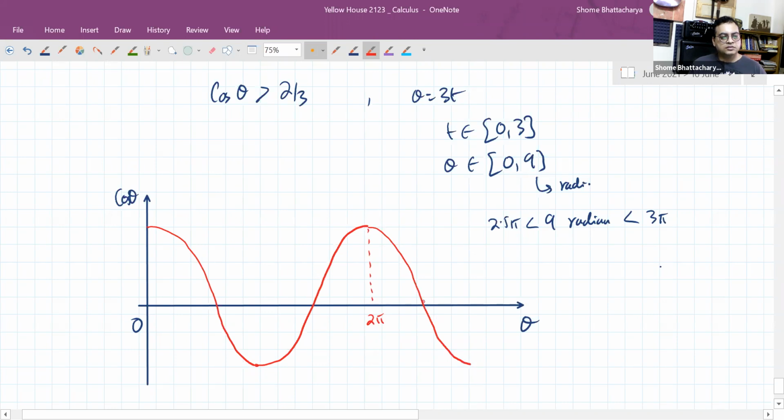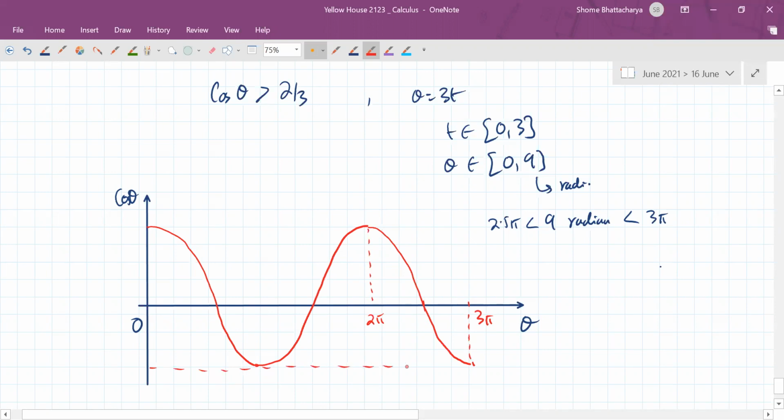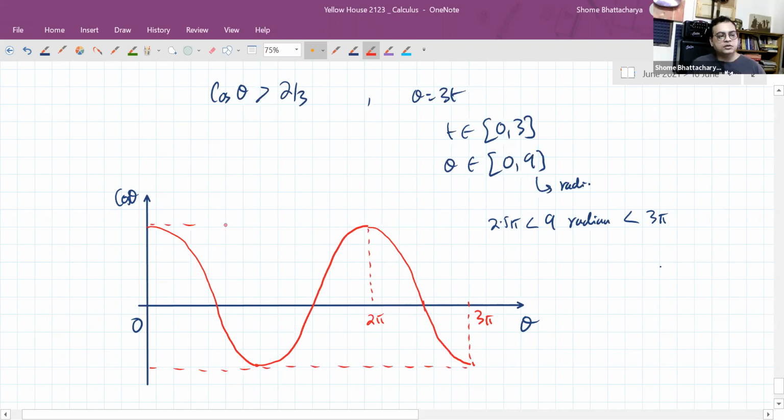And this is where we come to 3 pi. Oh, sorry. 3 pi by minus 1 will be there. This is 5 pi by 2. This is where we come to 3 pi. So I need not go beyond 3 pi because anyway I'm analyzing theta for 9 radians, which is slightly less than 3 pi. Okay. So my actual domain in terms of theta will be somewhere over here. This is 9 radians. Okay, and this is 0. So between this and this.